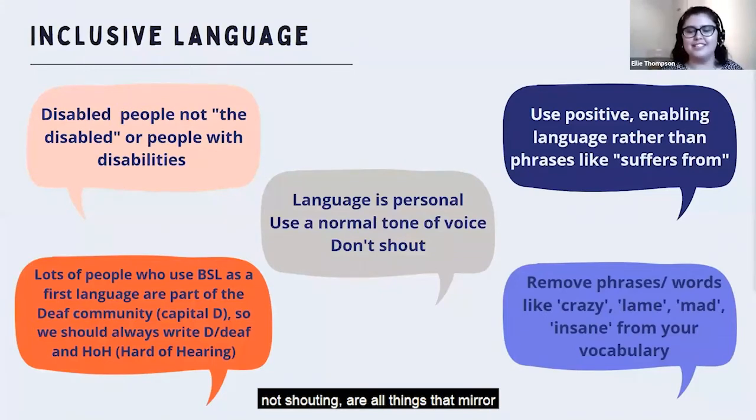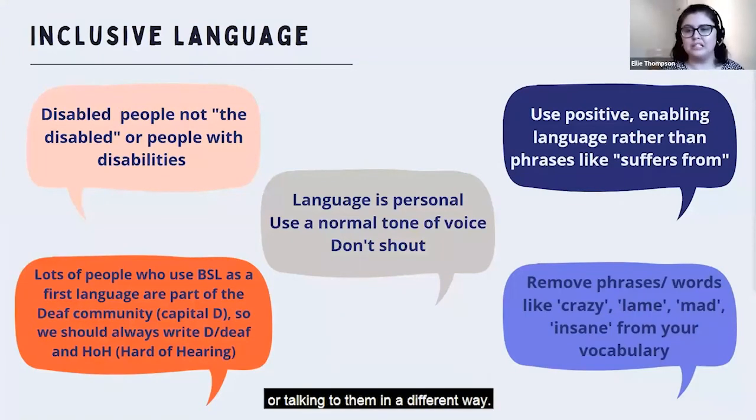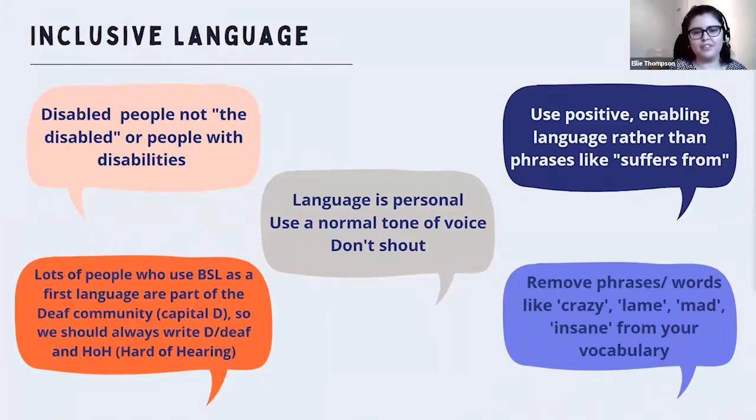are all things that mirror the standard communications guidelines. You probably already know the tone of voice for your organisation, so it's just a case of not changing that. You don't need to be talking down to disabled people or talking to them in a different way. Just keep the tone of voice normal.